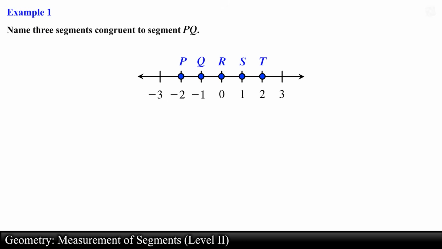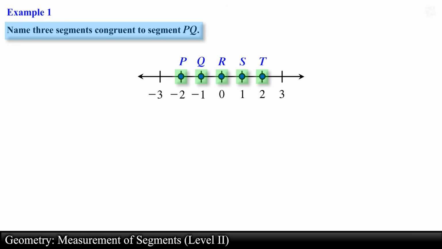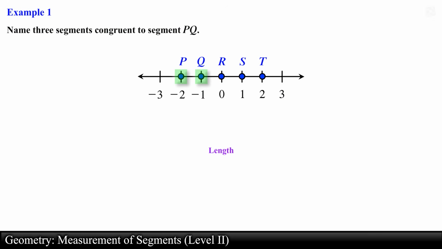Name 3 segments congruent to segment PQ. In this problem, we are provided with a number line that contains various points. Each point has a particular coordinate. We are asked to name 3 segments that are congruent to segment PQ. Recall that congruent segments have the same length. We first need to figure out the measurement of segment PQ before we determine which other segments are congruent to this segment. The coordinate of point P and point Q is -2 and -1 respectively.